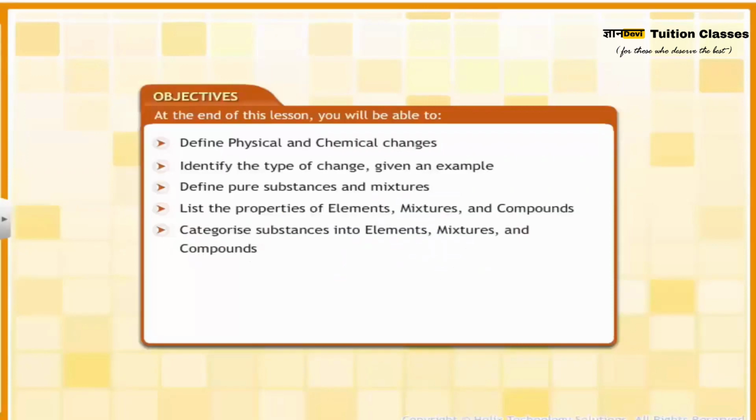In this lesson, you will learn about elements, mixtures, and compounds. At the end of this lesson, you will be able to define physical and chemical changes, identify the types of change given an example, define pure substances and mixtures, list the properties of elements, mixtures, and compounds, and categorize substances into elements, mixtures, and compounds.